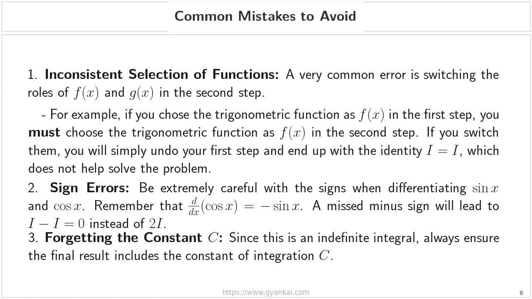3. Forgetting the constant C. This is a fundamental rule of indefinite integration, and it's easy to overlook in the excitement of solving a complex problem. Since we are finding an indefinite integral, meaning we're finding the family of functions whose derivative is the integrand, always remember to add the constant of integration, denoted by C, to your final answer. It represents an arbitrary constant and is essential for a complete and correct solution. So, keep these 3 points in mind as you practice recurring integrals. Avoiding these common mistakes will significantly improve your success rate.